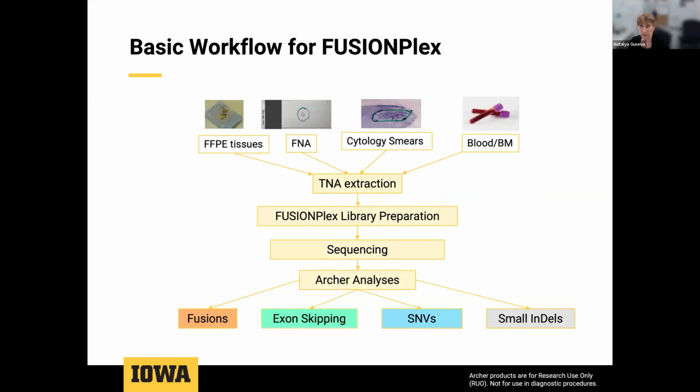So I will introduce our workflow. This is an overview. Our workflow begins with total nucleic acid extraction from tumor samples, followed by FusionPlex library preparation, sequencing, and analysis using Archer-provided software. The goal is to detect all possible fusions, oncogenic isoform transcripts, as well as relevant single nucleotide variants and small insertions and deletions.